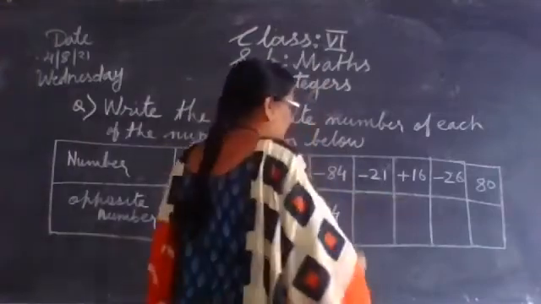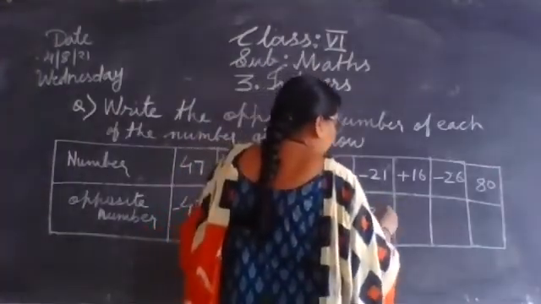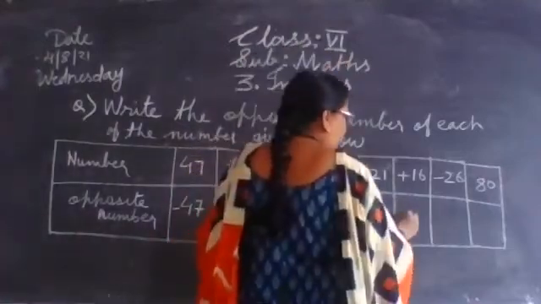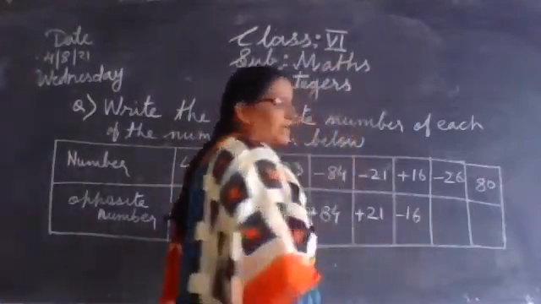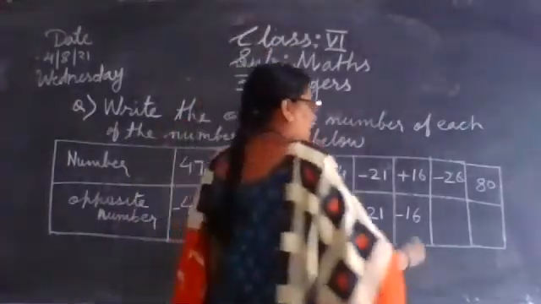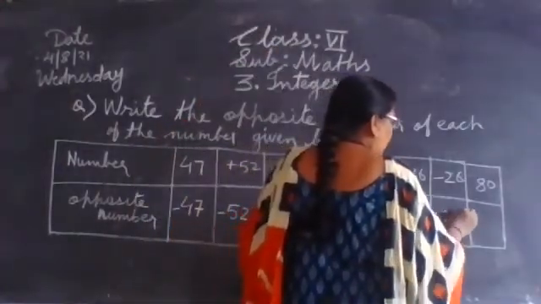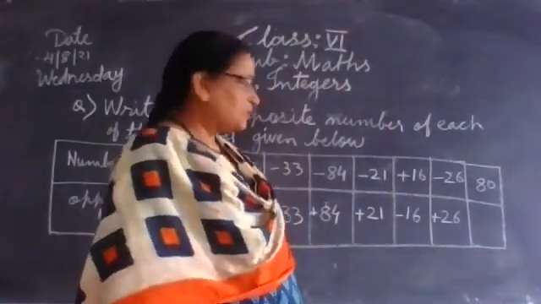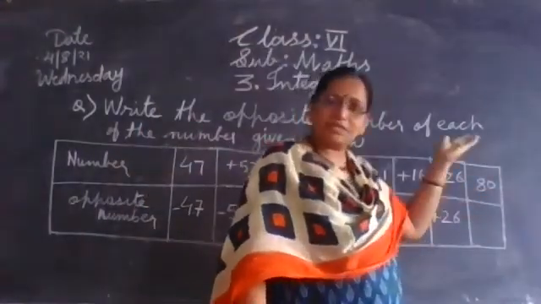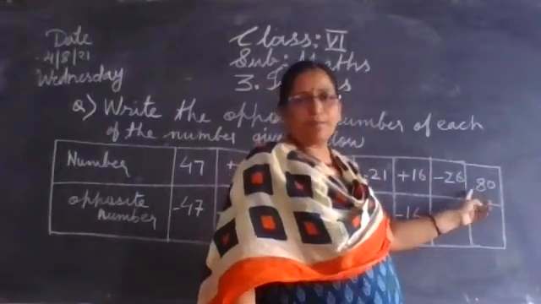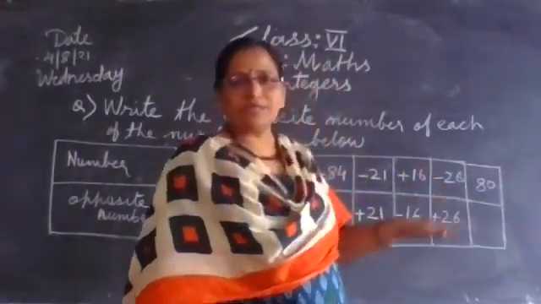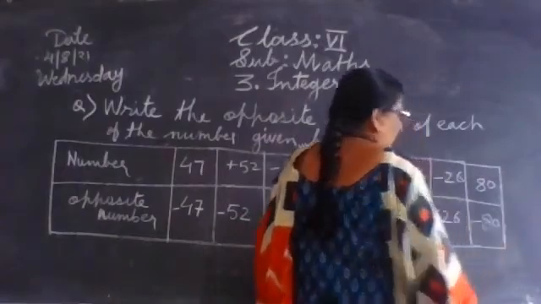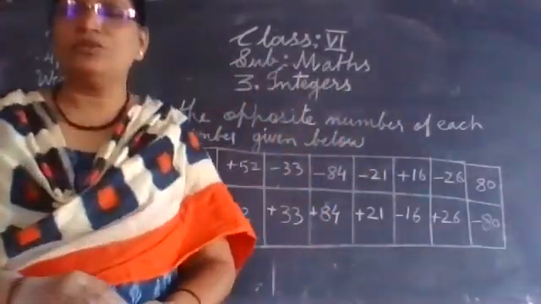Minus 21, opposite is plus 21. Plus 16, opposite is minus 16. And minus 26, opposite is plus 26. Now see again no sign is given before 80, so it is understood 80 is positive. Means it is plus 80. And the opposite of plus 80 is minus 80. Got it, beta? How to find the opposite of this?